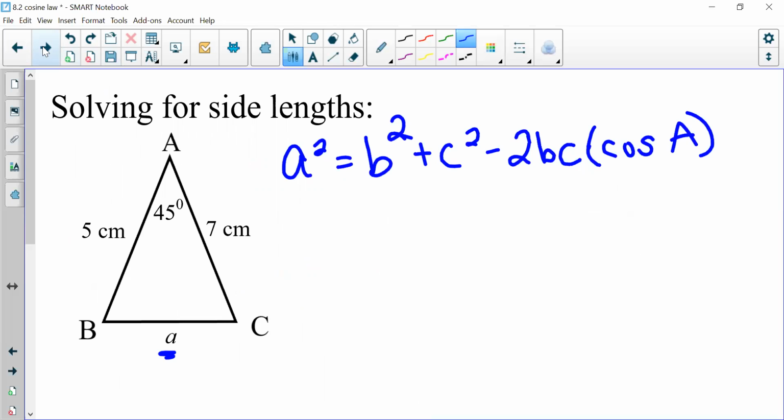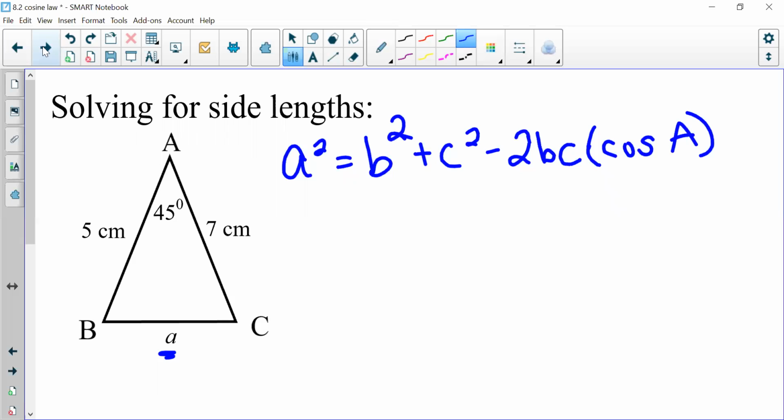Yes, Mackay. Isn't cosine law for right triangles? Sine is for right triangles, but sine law is for non-right triangles. So SOHCAHTOA is for right triangles. Sine law and cosine law are for non-right triangles.